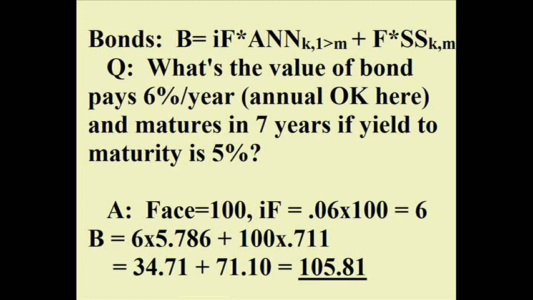Let's see, face value is 100. The interest payment would be 6 points, and so that'd be an annuity times the 5.786. Face value is a single sum, 0.711. Total value, 105 and some change. As we would expect, trading at a slight premium.